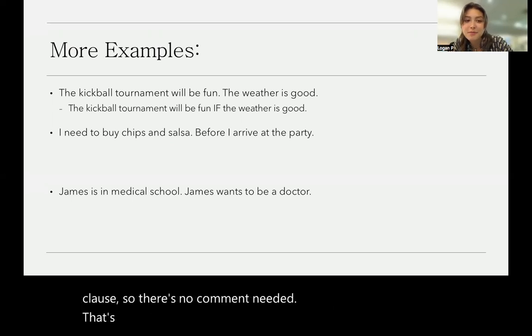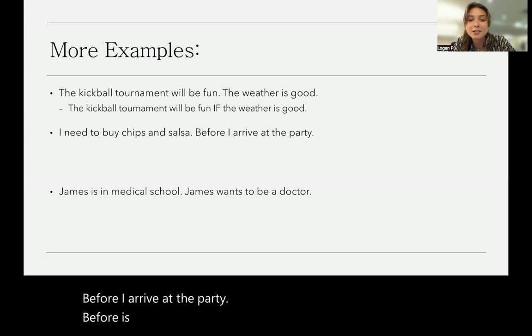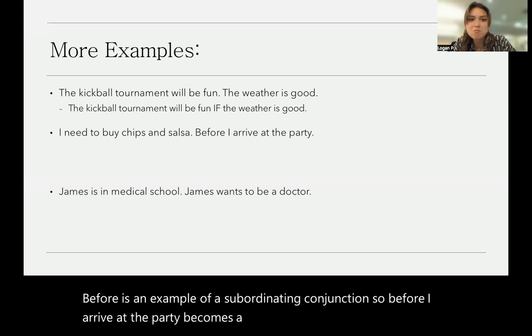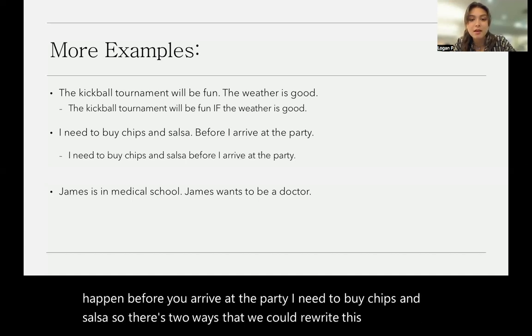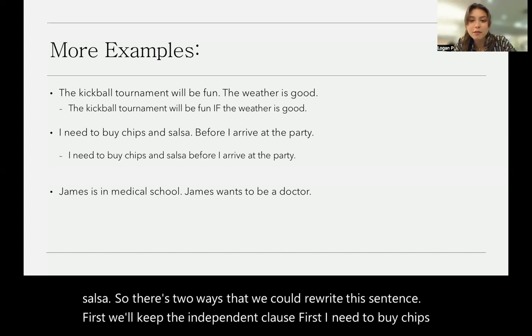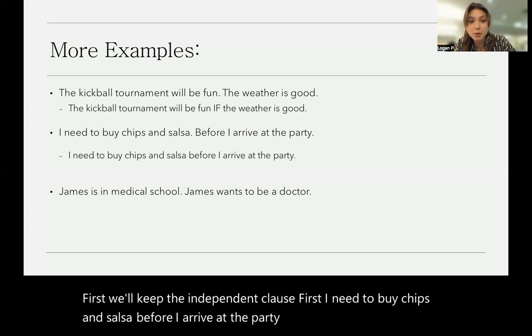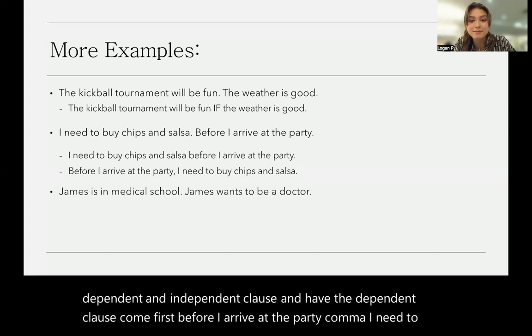Let's look at example number 2. I need to buy chips and salsa before I arrive at the party. Before is an example of a subordinating conjunction. So before I arrive at the party becomes a dependent clause. What needs to happen before you arrive at the party? I need to buy chips and salsa. So there's two ways that we could rewrite this sentence. First, we'll keep the independent clause first. I need to buy chips and salsa before I arrive at the party. Or we can reorder the dependent and independent clause and have the dependent clause come first. Before I arrive at the party, comma, I need to buy chips and salsa.